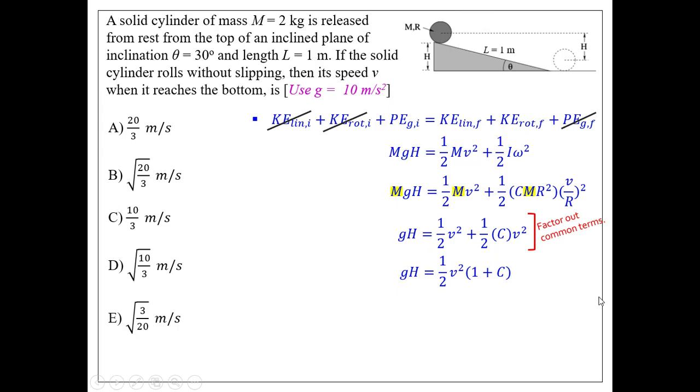Okay. All right, so from here, I'm just going to go ahead and isolate for v squared by multiplying both sides by 2, and at the same time dividing by the 1 plus C because all this is in parentheses.